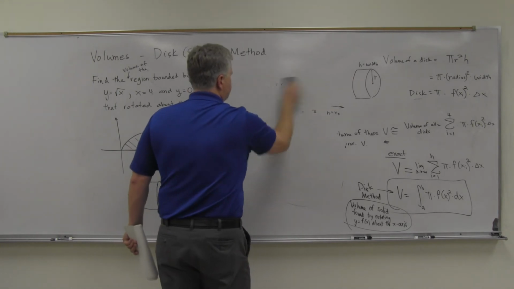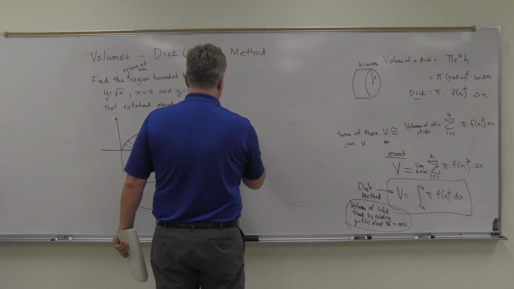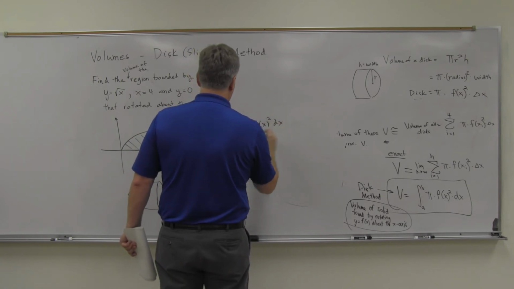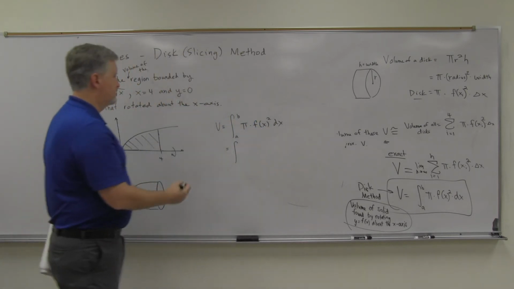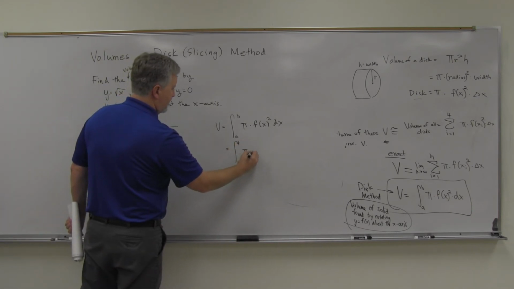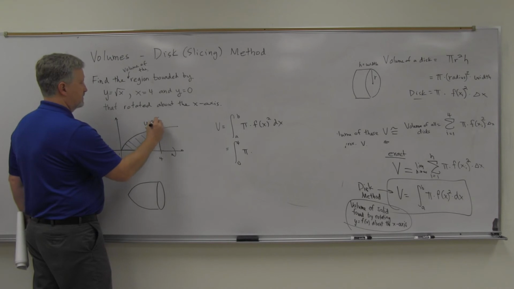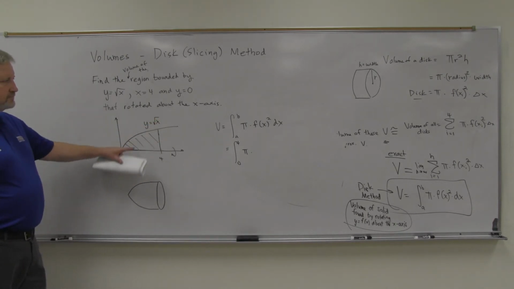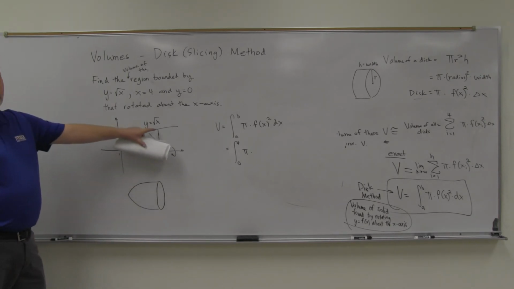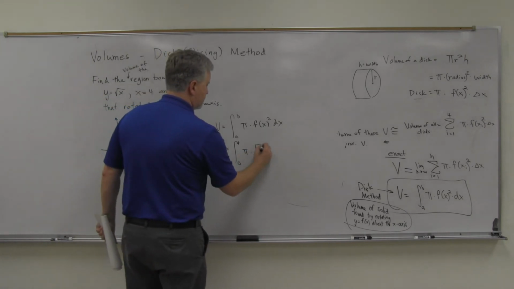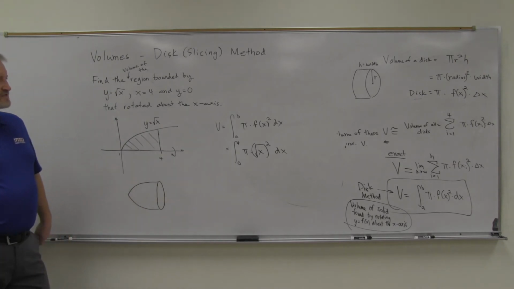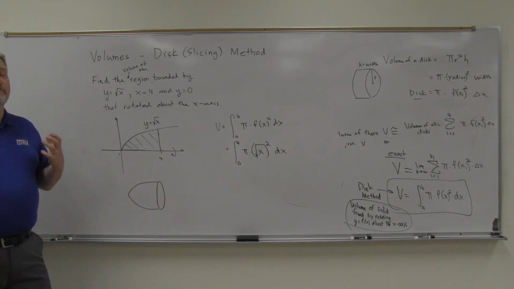So the disk method says volume equals the integral from a to b of pi times f of x squared dx. Well, integrate with respect to x, so I want to go from 0 to 4 in the x. Pi, so what's my f of x? Well, it's y equals square root of x. So I take pi times square root of x squared dx. And that's a little tricky. We're not just doing the function, we're doing the function squared.